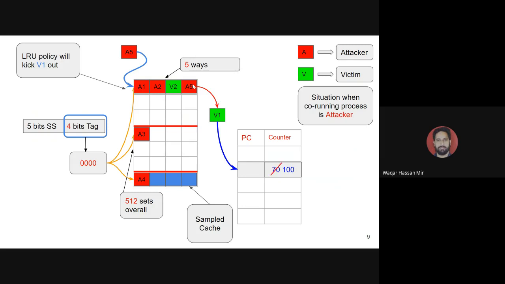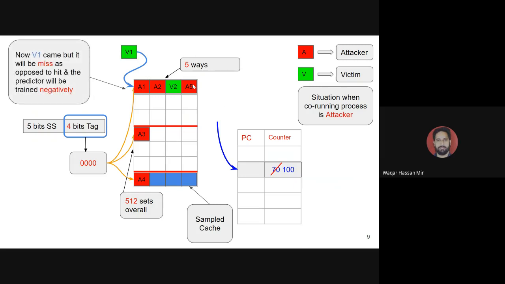Now if the victim accesses the block again, it will see a miss, as opposed to the hit in the earlier case. The predictor will again be trained negatively. Whenever there is a miss, it sees that it's not a good block, but for some other PC.